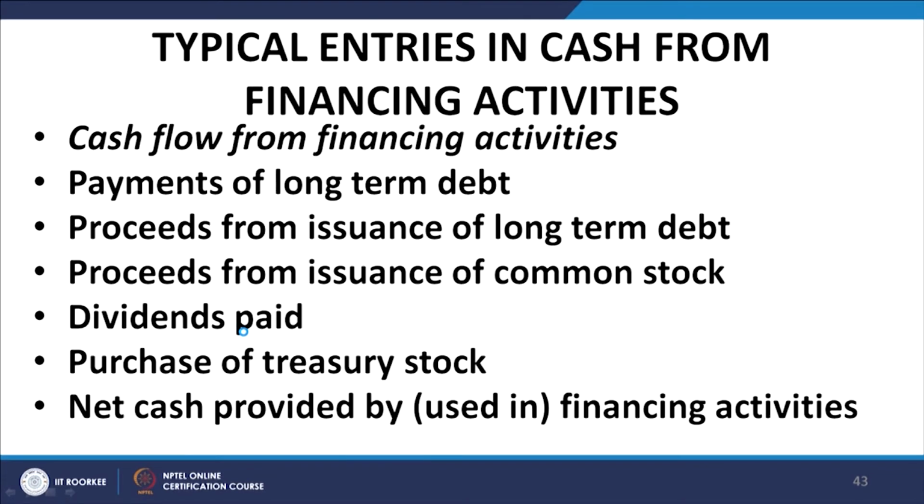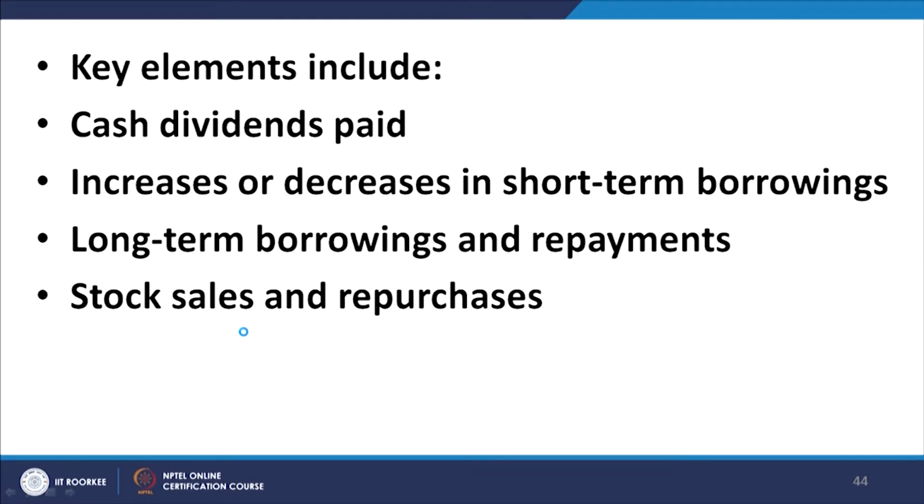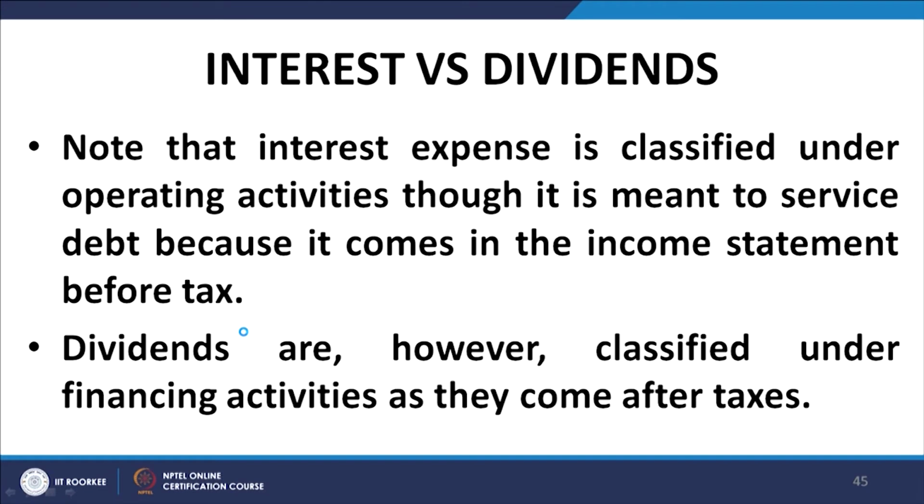Typical entries in cash from financing activities. Cash flow from financing activities include payment of long-term debt, proceeds from issuance of long-term debt, proceeds from issuance of common stock, dividends paid, purchase of treasury stock, net cash provided as the outcome of this section of the statement. Key elements include cash dividends, increases or decreases in short-term borrowings, long-term borrowings and repayments, stock sales and repurchases.